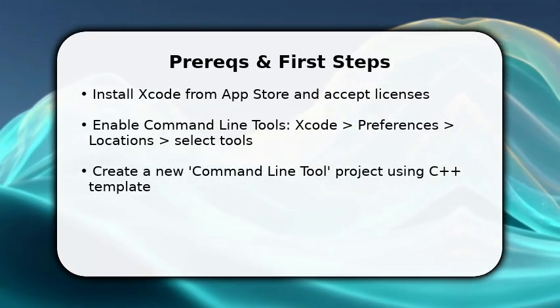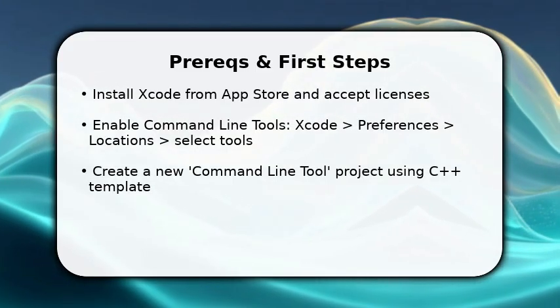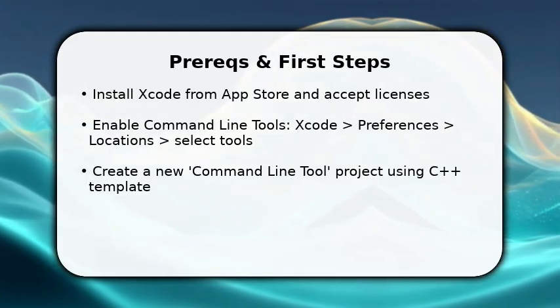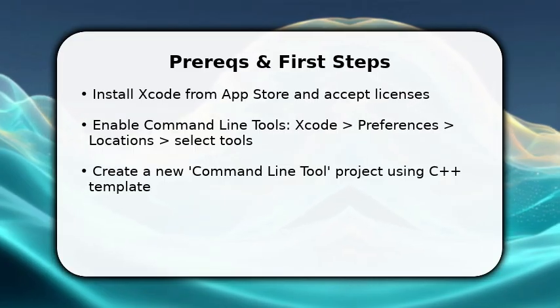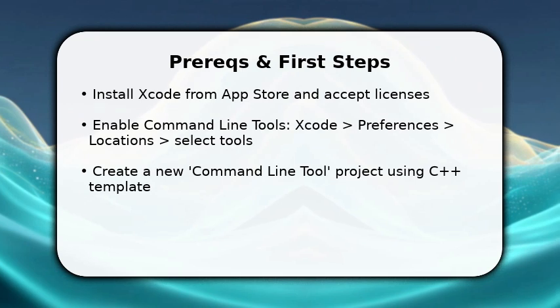Create a new project using the command line tool template and choose C++. This scaffolds a main.cpp for you. Make sure to name the project and set a convenient folder. Organization prevents confusion later and lets you run builds and tests immediately.